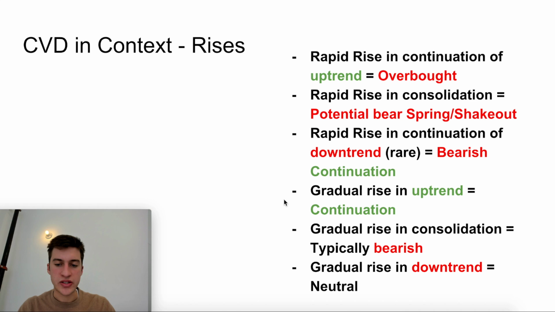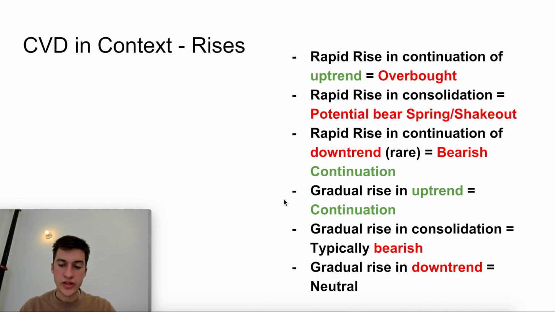A gradual rise in CVD as price is just flat in consolidation is typically going to be bearish. That could be a situation where institutions are trying to convince retail that price will move up, so that retail simply fills the limited sell orders of institutions by market buying them. And then price will likely move downward with a gradual rise in CVD during consolidation.